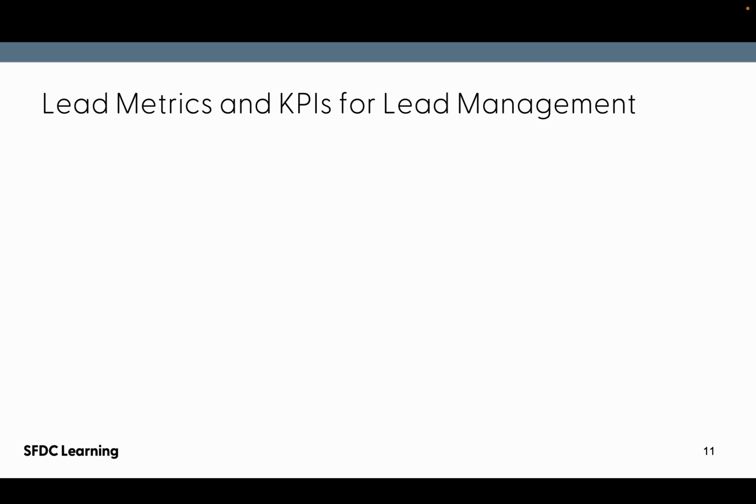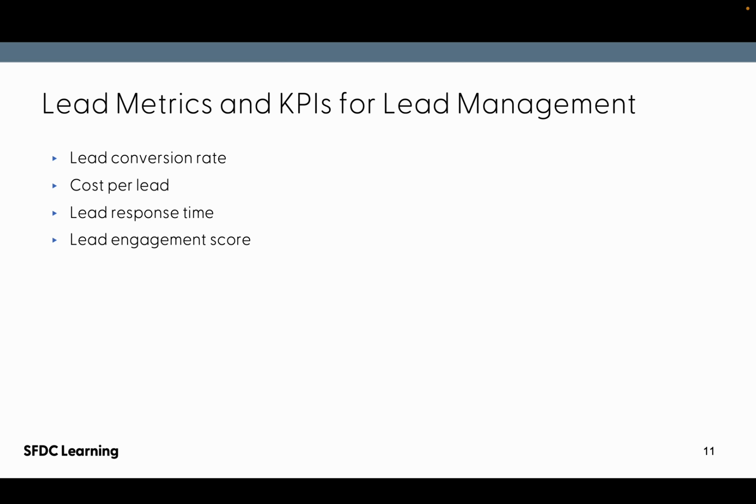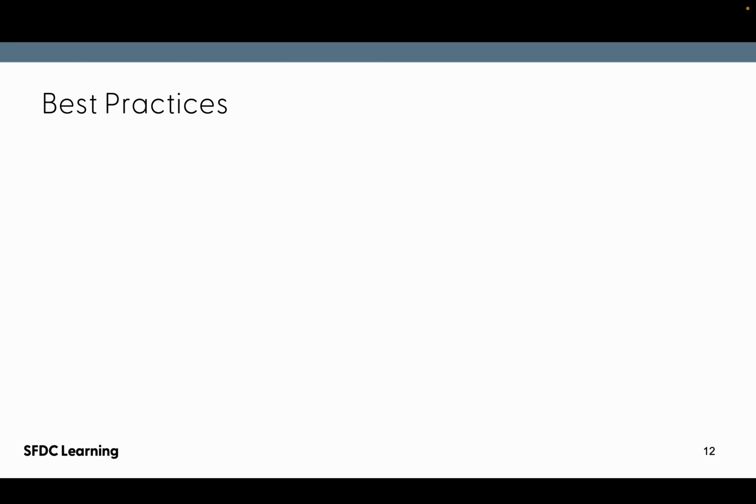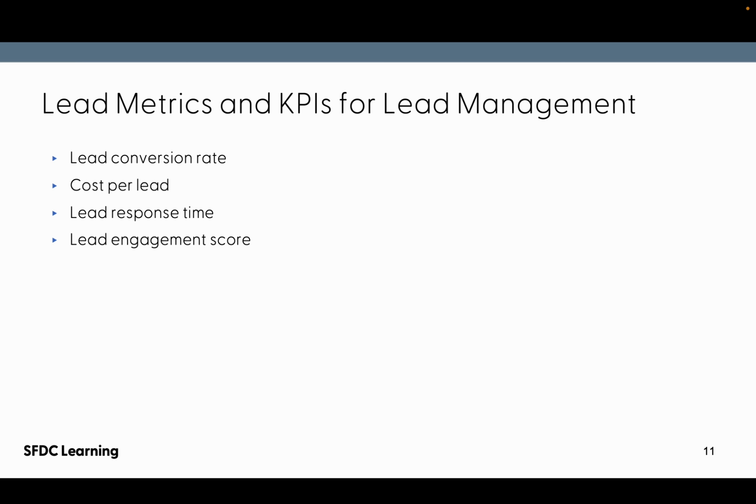Right now we are focusing on lead metrics and KPIs for lead management. So how the metrics will be calculated, or how we identify the KPIs for lead management. Lead conversion rate: how many leads got converted. Then cost per lead: what is the cost per lead? Then lead response time: how much time does it take for the lead to provide a response? And lead engagement score. So these are the KPIs or lead metrics which a higher-level person can use for further processes.